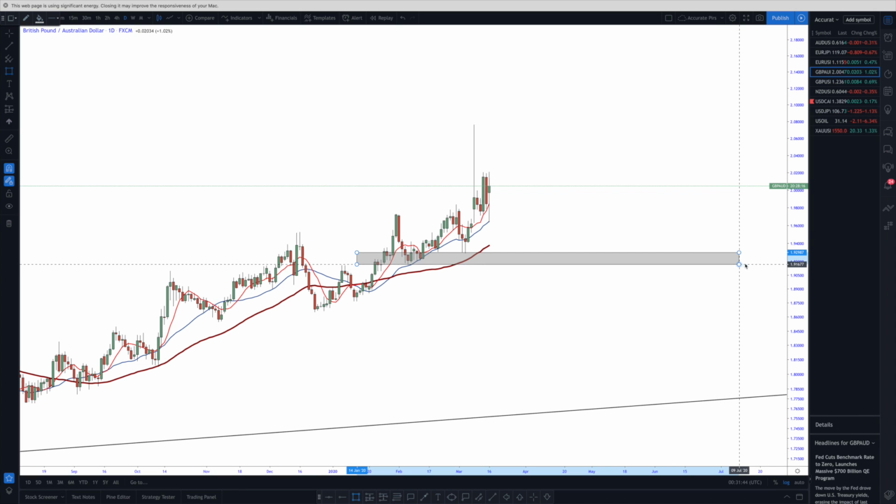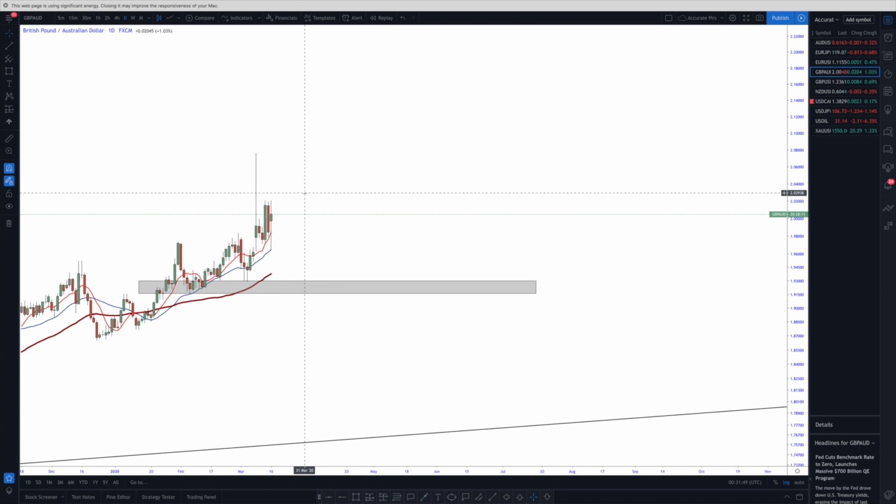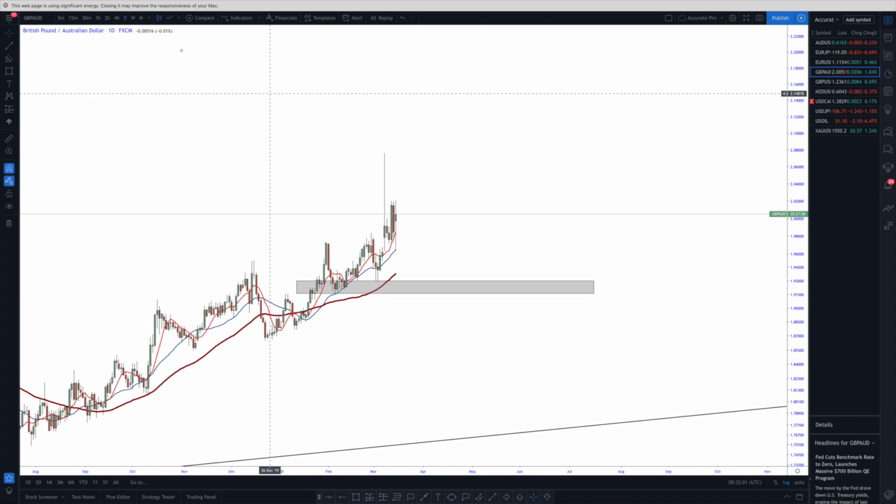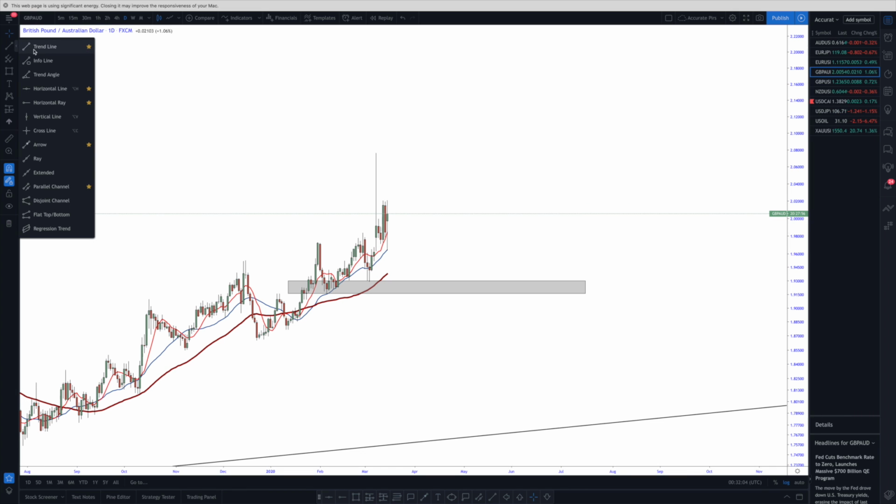Just keeping my eye on that area here. See how the market reacts around this area here. So if you want to take note, copy the setup. Feel free to.